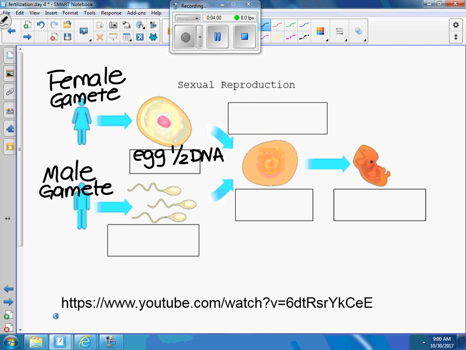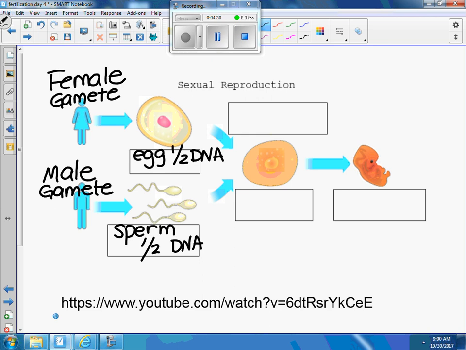All right. The egg has half of the DNA, and then the other piece, the male gamete. What do we call the male gamete? You got it, sperm. And that has half of the DNA also. That's perfect. So when I talk about gametes, I'm talking about the cells that have to come together.